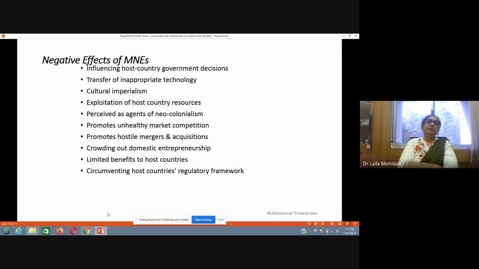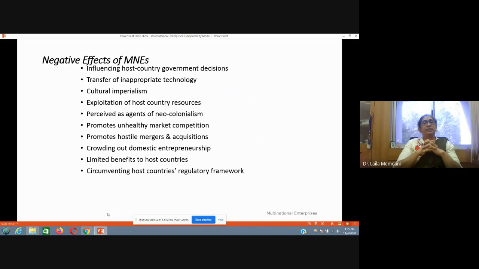Negative effects: sometimes they influence host country government decisions. They influence the politics of the country, and sometimes they bribe the government officers. They make them take decisions in their favor.